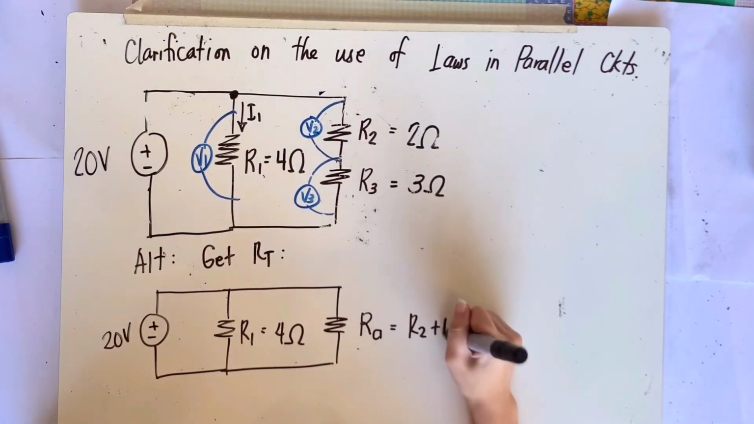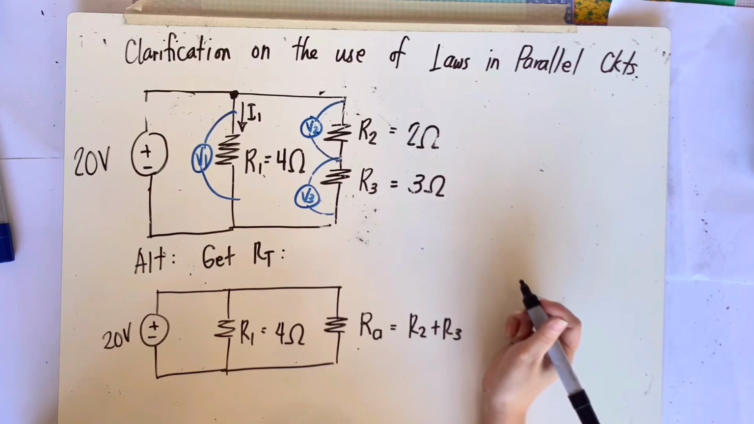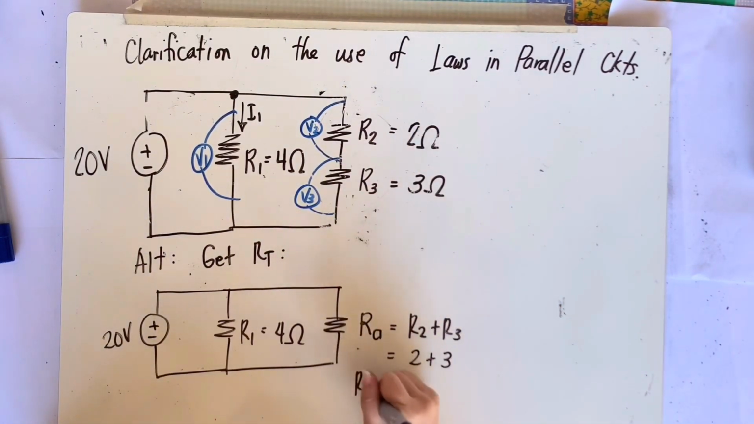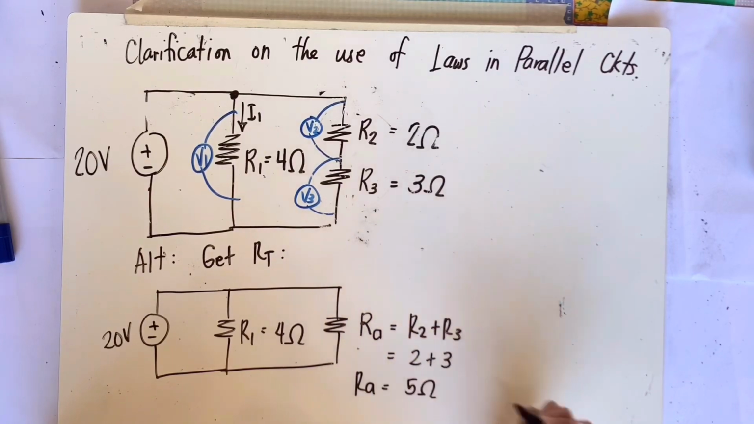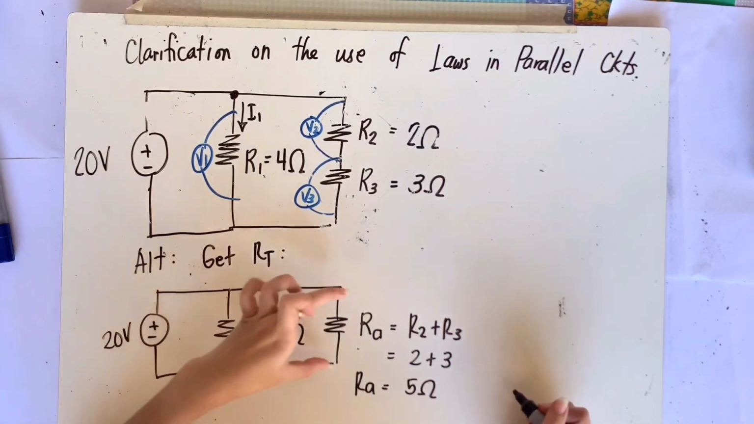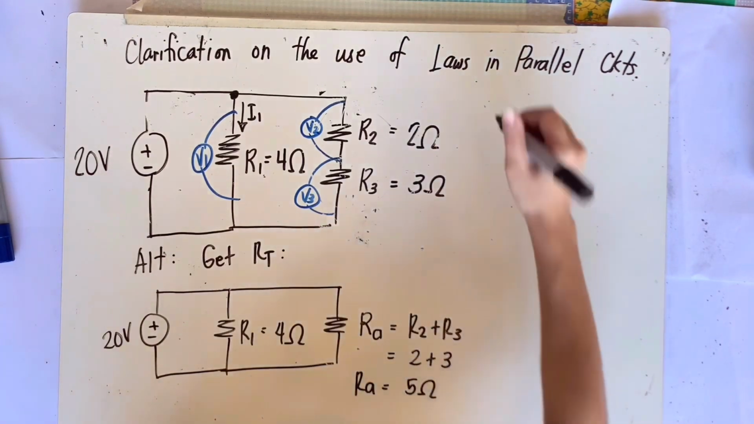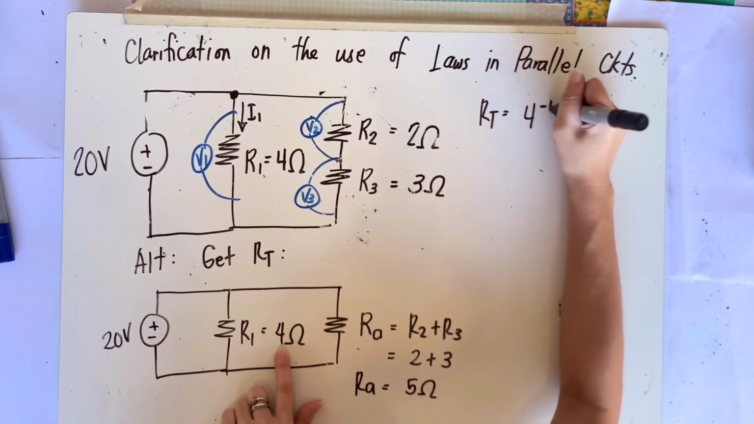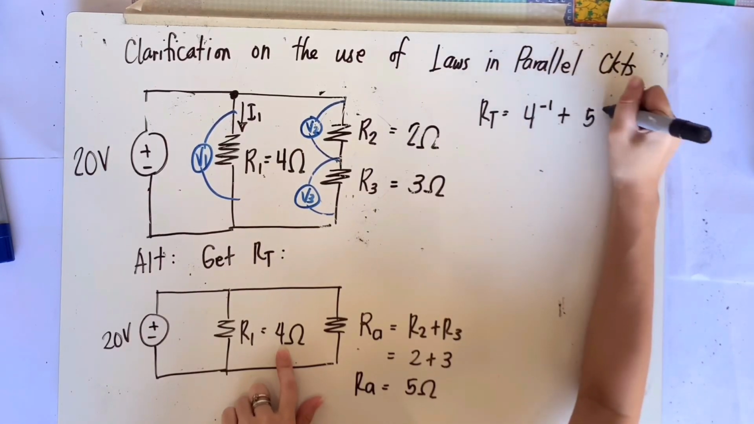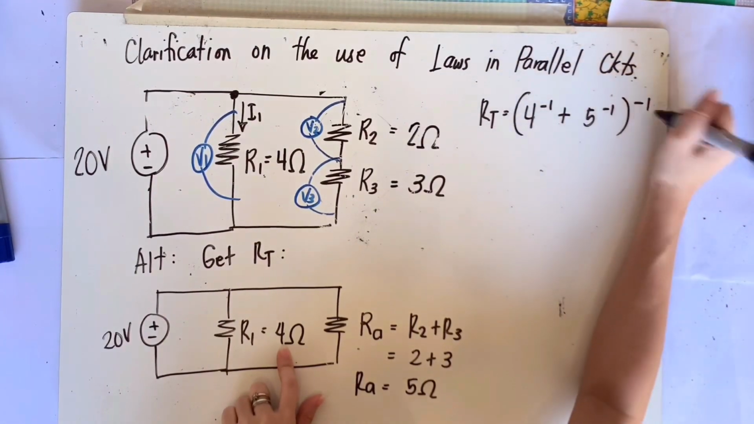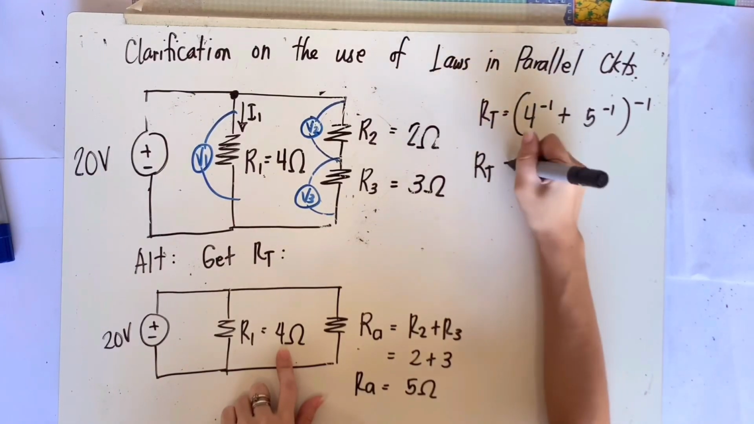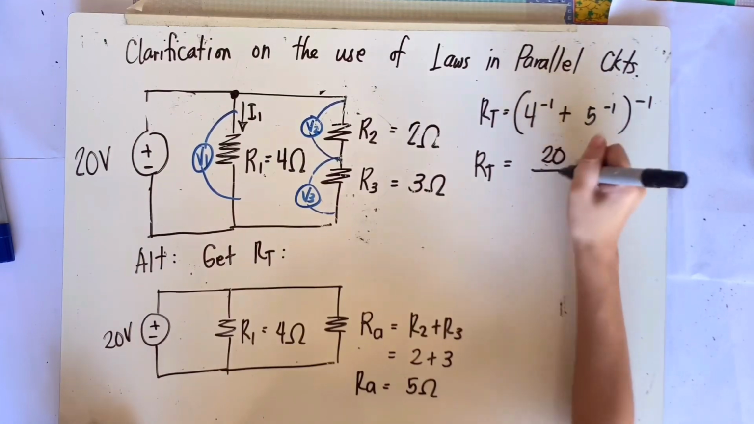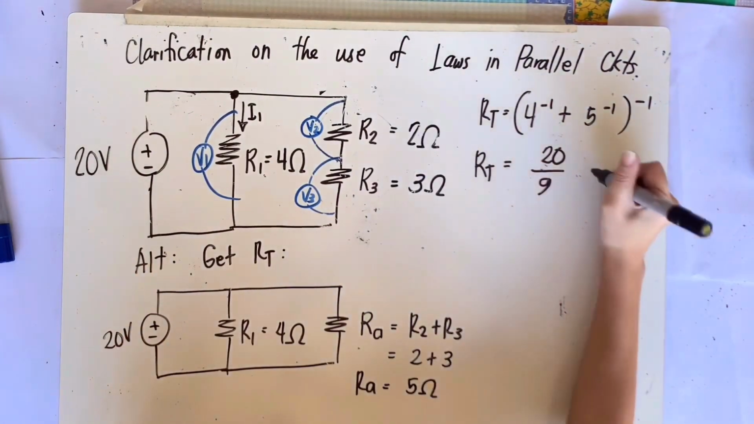So, RA will be R2 plus R3. Substituting, that would be 2 plus 3 ohms. So, in total, your new resistor is 5 ohms. Now, we have two parallel branches. For us to get the total resistance, that would be 4 inverse plus 5 inverse, then our answer, inverse. RT will be equivalent to 20 over 9 ohms.